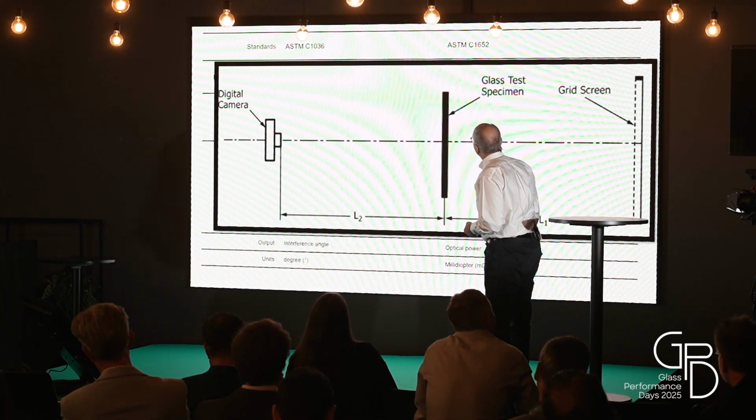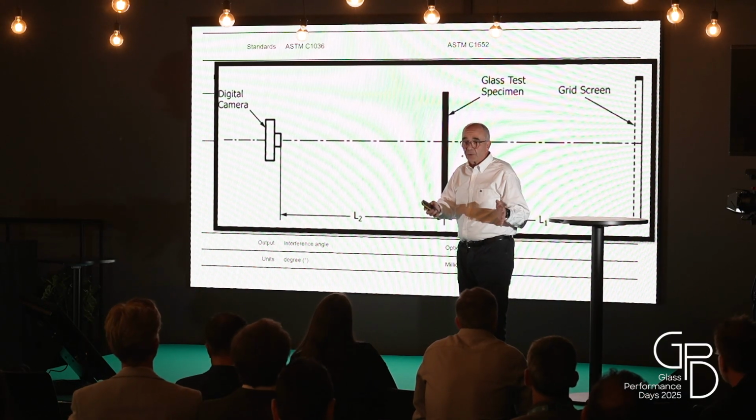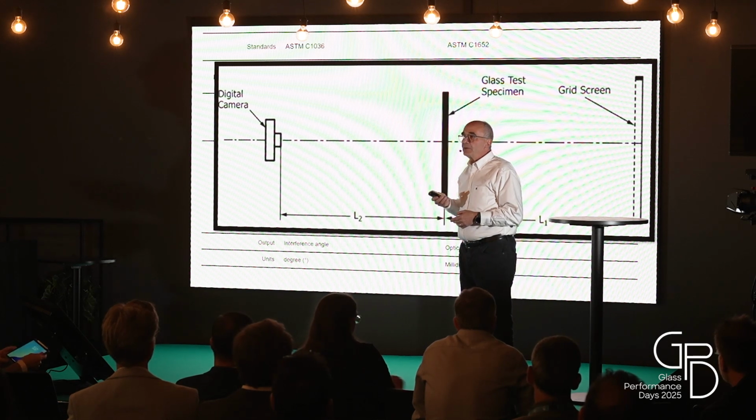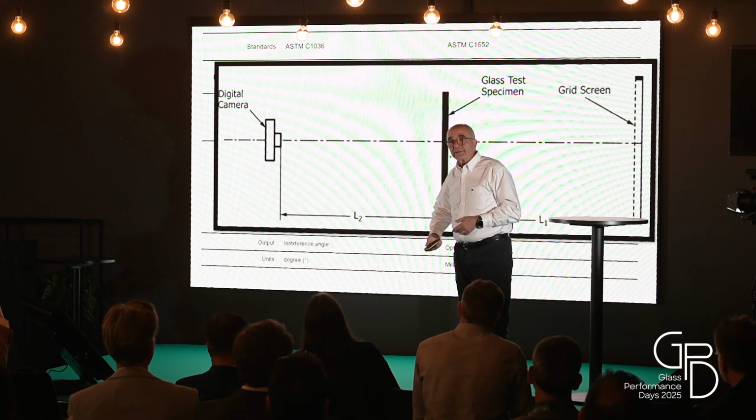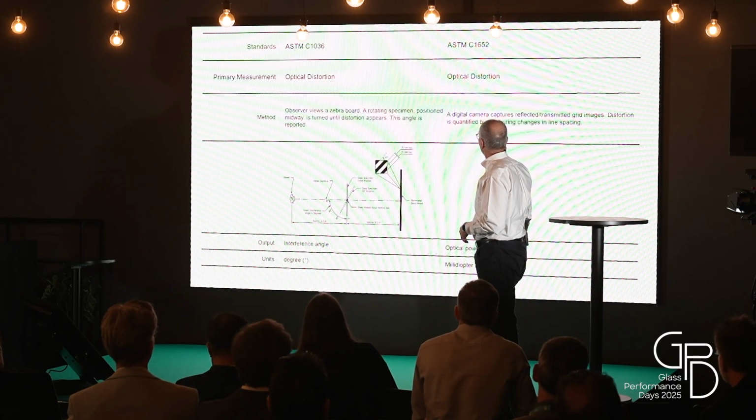The second way is the C1652. It's to photograph a grid. So it's pretty much like in aeronautics, and it has been used mostly in reflection up to now. But I decided to try it in transmission, and it works very well. That's what I want to show you.